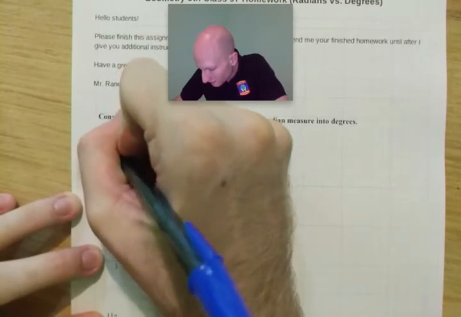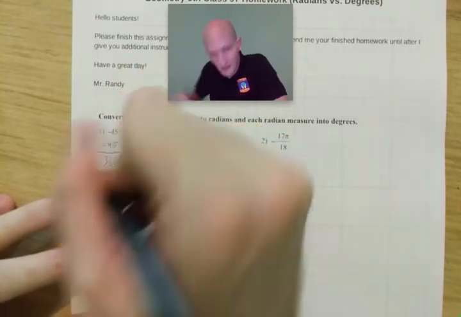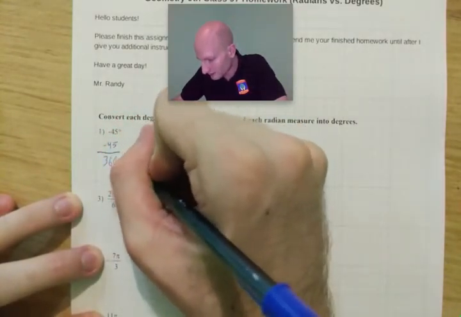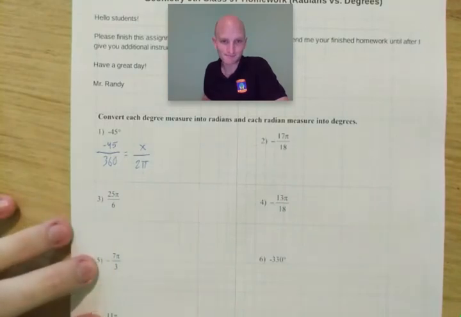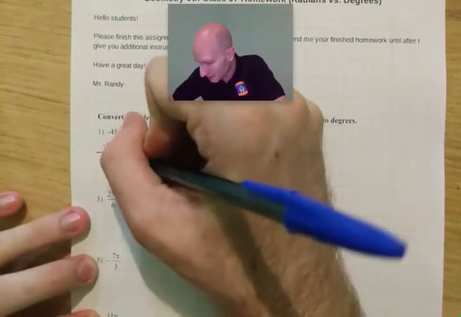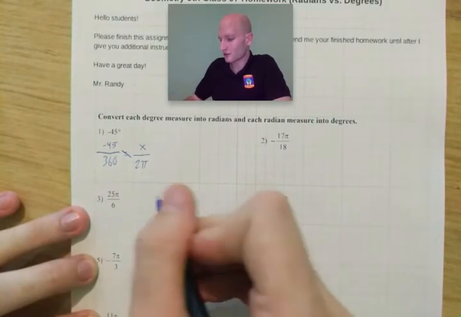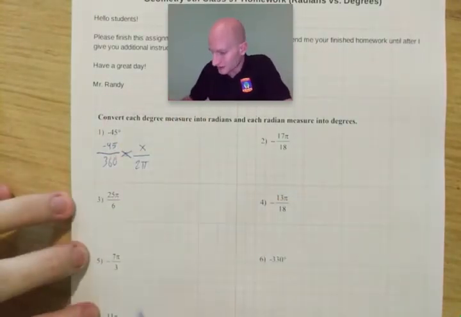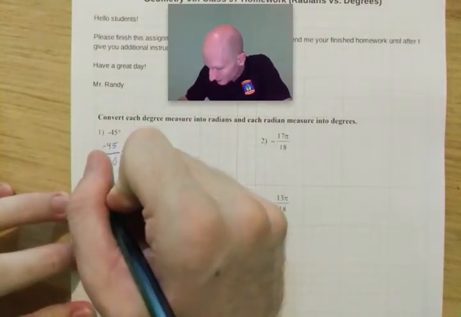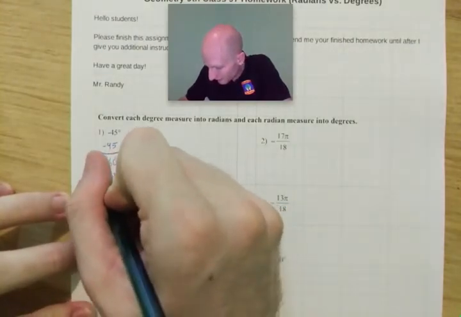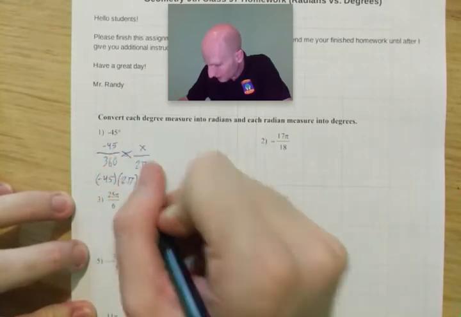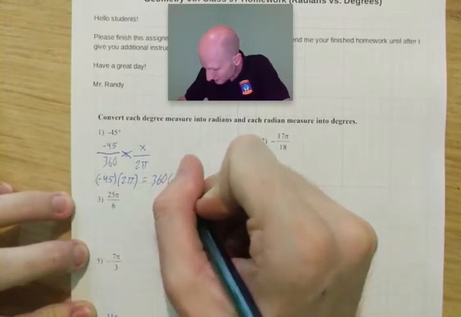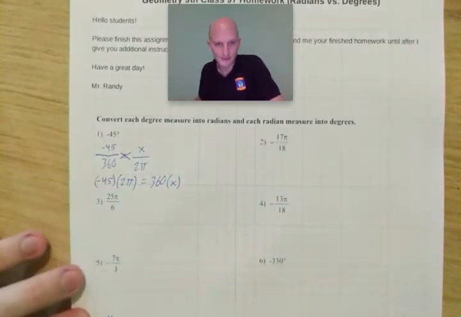Negative 45 over 360 equals what over 2 pi, right? So we're going to cross multiply. 2 pi times negative 45 equals 360 times x, right? So we can go like this: negative 45 times 2 pi equals 360 times x, or you can just say 360x, right?